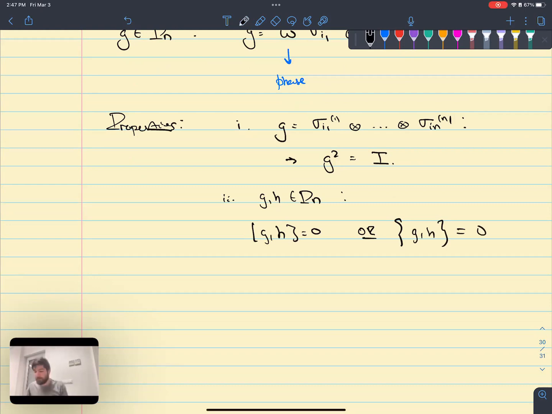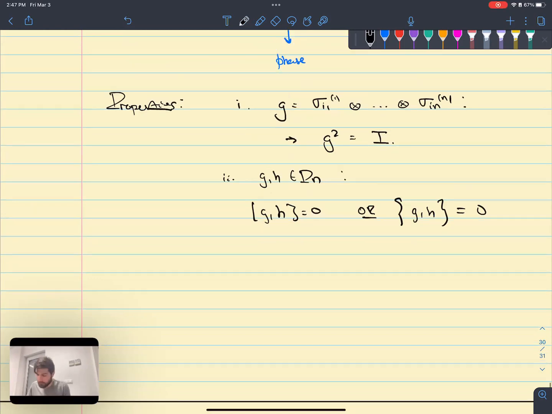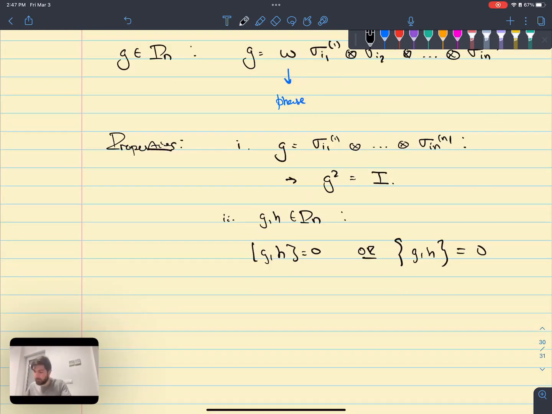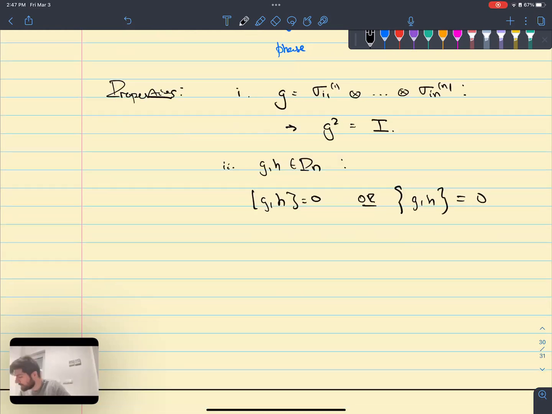And this basically just follows from the fact that the way you have it defined, you have different Paulis acting on different tensor factors of the Hilbert space. So when you want to do the commutator, it essentially boils down to the commutation relations on each factor. And so if each factor either commutes or anti-commutes, then the total Pauli operators will either commute or anti-commute.